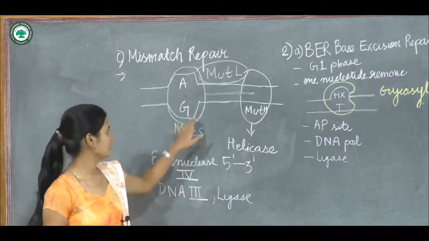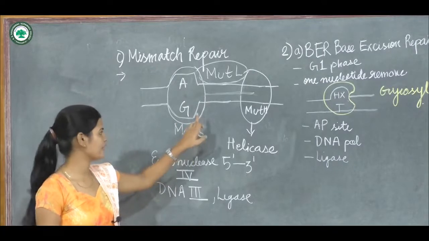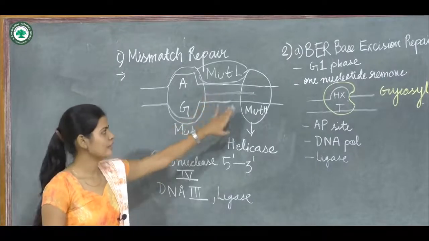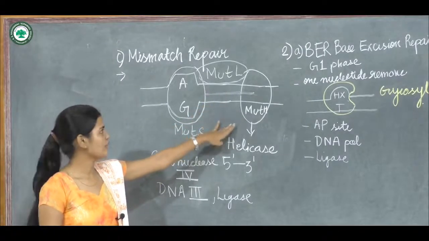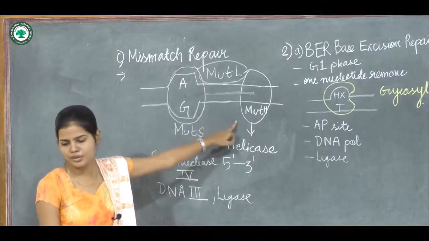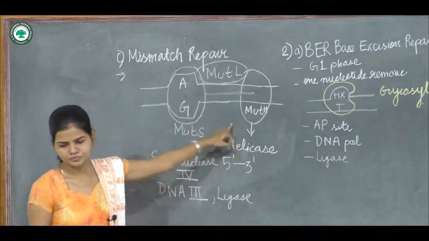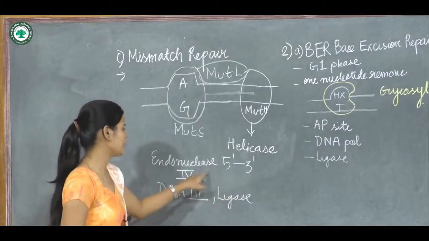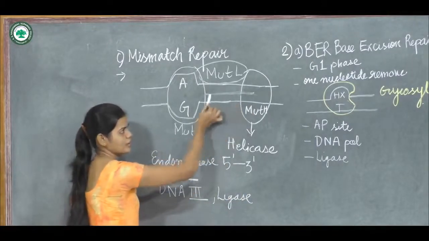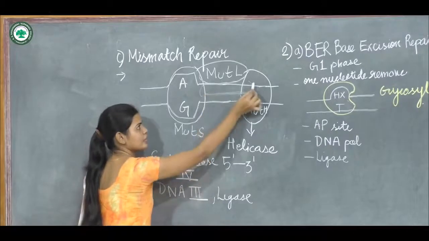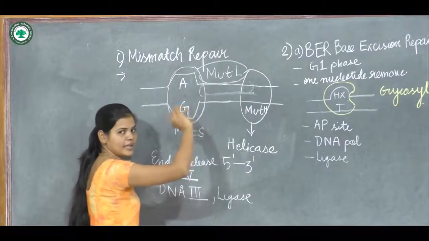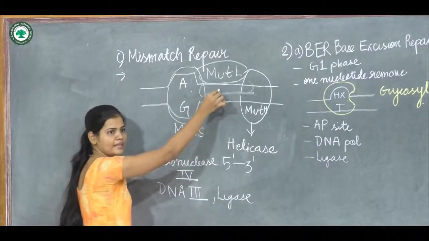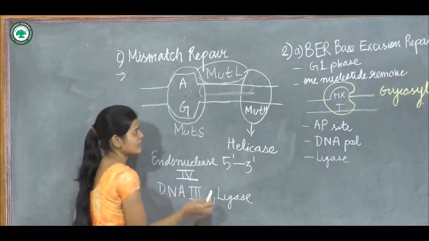So firstly, the wrong nucleotide is recognized by mut-S, which will allow the binding of mut-L, then mut-H will bind. Now this mut-H will cut at the 5' to 3' end. Now endonuclease will remove this strand of the DNA along with this wrong nucleotide, and DNA polymerase III will bind and synthesize the DNA, and ligase will seal the gap.